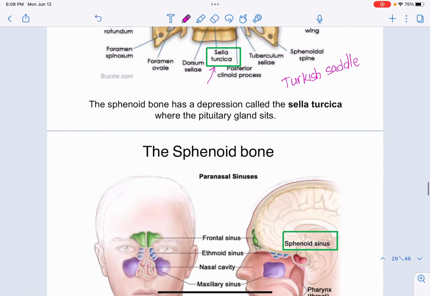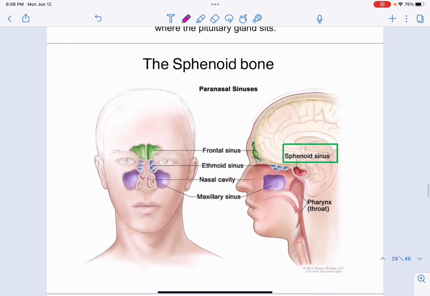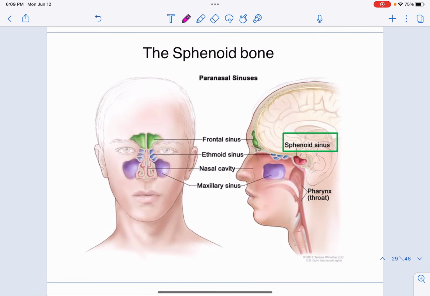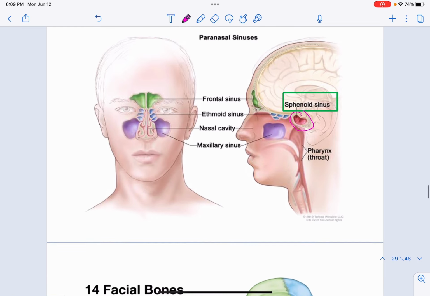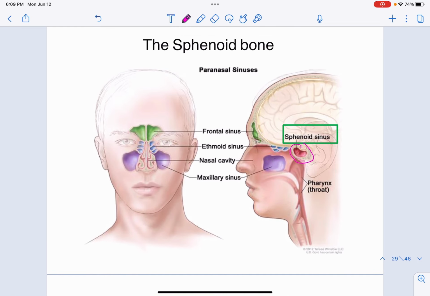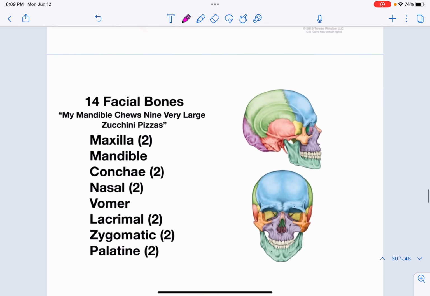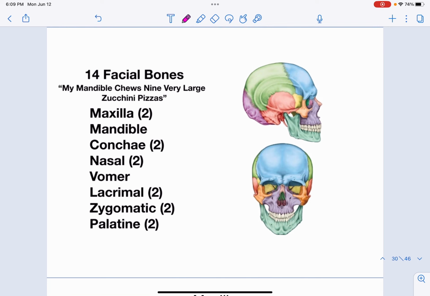The sphenoid bone has a sinus associated with it, and you can really only see that in a sagittal section. It's really kind of hard to make out. I'm not even sure we have a model that would show you the sphenoid sinus, but I did want to mention that that bone has a sinus. All right, so we just went over all of the cranial bones and all of the features. The next part of the lecture is going over the facial bones and their corresponding features.